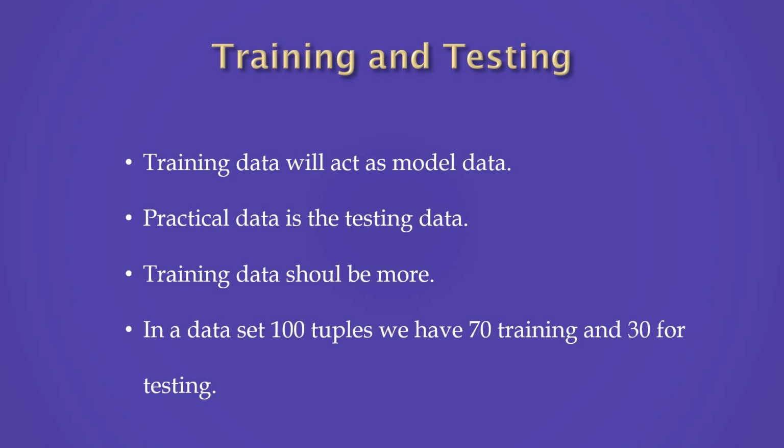So here we need to remember one rule: the training data should be more, the testing data will be less. That means in a data set of 100 tuples, we have a 70 training set as well as a 30 testing set. Then we can classify all the 30 data in a clear manner.